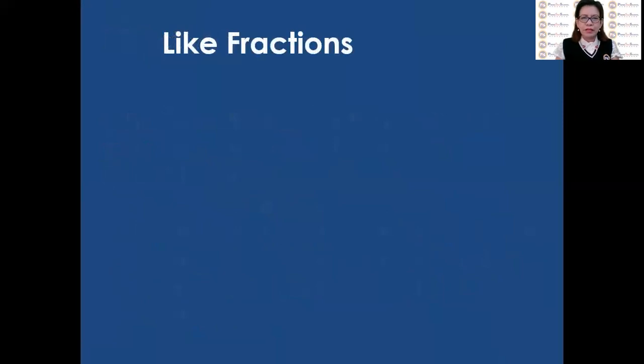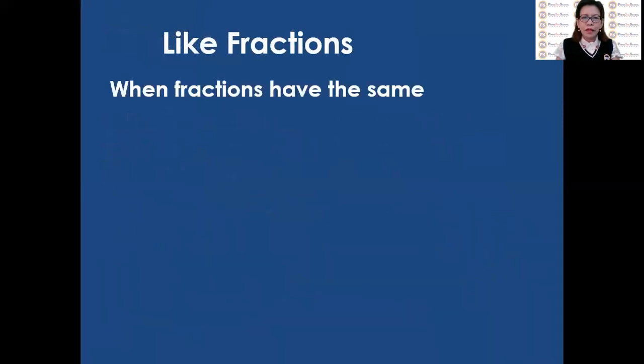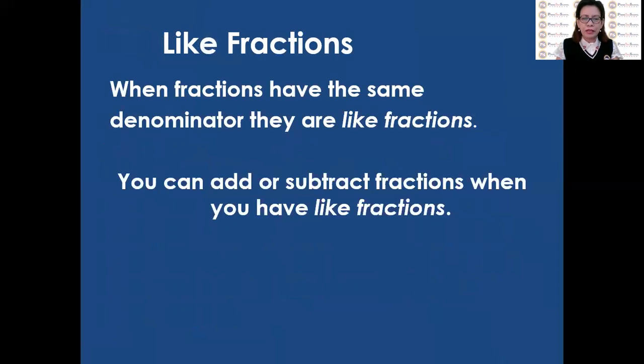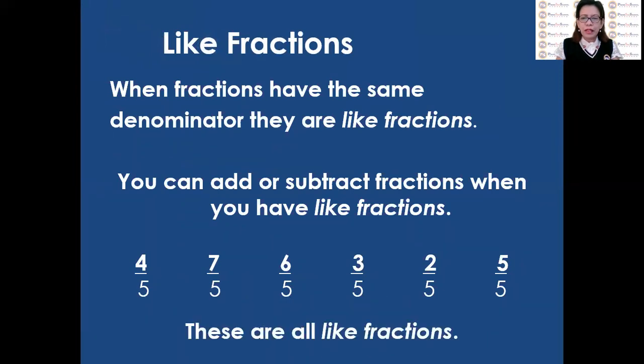What are like fractions? When fractions have the same denominator, they are like fractions. You can add or subtract fractions when you have like fractions. Let's say, for example, 4 out of 5, 7 out of 5, 6 out of 5, 3 out of 5, 2 out of 5, and 5 out of 5. These are all like fractions. As you can see here, their denominators are the same. It's 5.